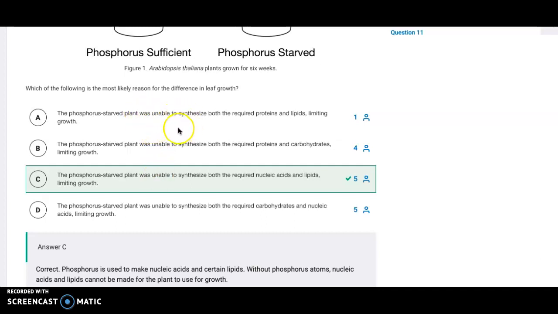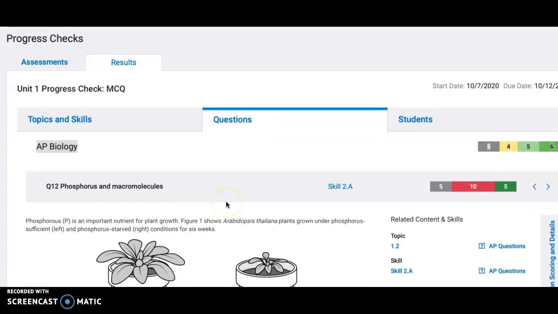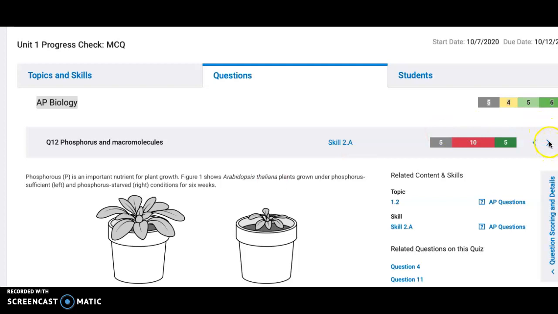If you selected A, there was one of you. This is not a bad answer. I kind of don't like this question. I feel like it's a little misleading. C is better because it is nucleic acids and lipids that would be more impacted. It was only one of you that picked A. I don't know if it was because you were thinking of proteins or because you just misunderstood the question overall. But for the majority of you who got this one wrong, you need to be able to connect elements to the macromolecules.